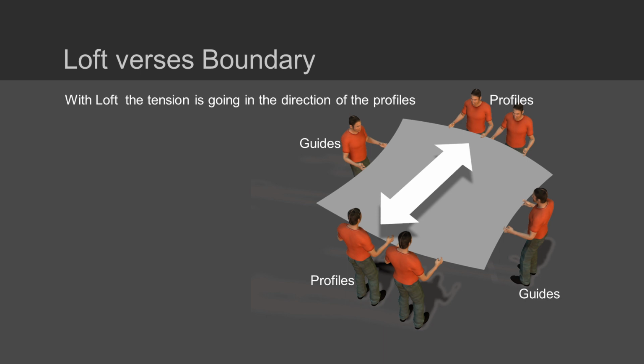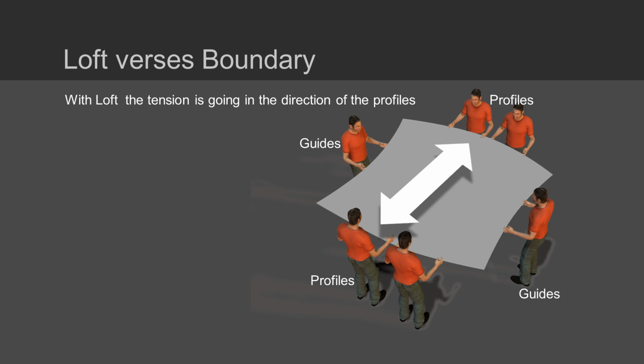Namely, Loft is really defining profiles and then guide curves. And they're named distinctly because they are distinct. The profiles take precedent over the guides. In other words, the profiles have more influence than the guide curves do. And so with that, you'll get some unexpected results if you're trying to fill a patch, whereas with boundary that doesn't occur.